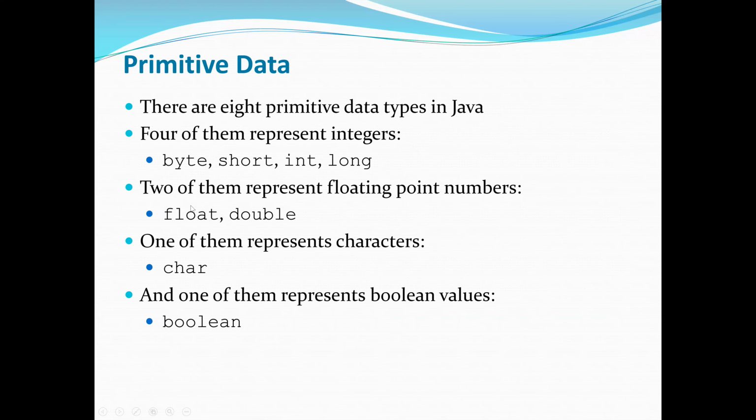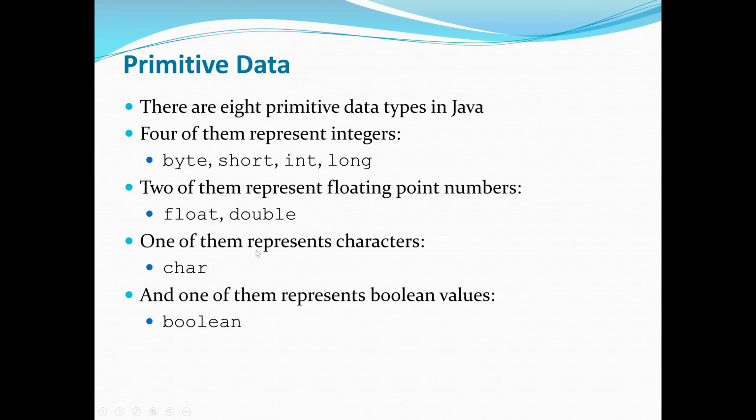Same thing, we have the floating point numbers, which are decimal numbers. We have only 2 types, float and double. Now, the difference between the two is the number of decimal places, which we call the precision. With float, we have somewhere around 7 decimal places of precision. With double, we have 15 decimal places.